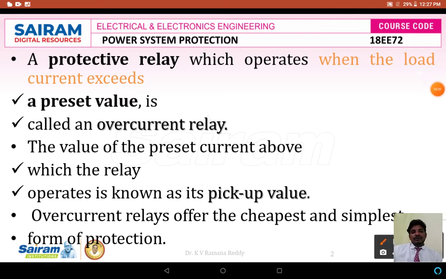For example, if the fault current is greater than the rated value, then that current is called the pickup value current. Generally there is a pickup value current during short circuit conditions or due to any internal faults of the equipment. Therefore, overcurrent relays offer the cheapest and simplest form of protection.